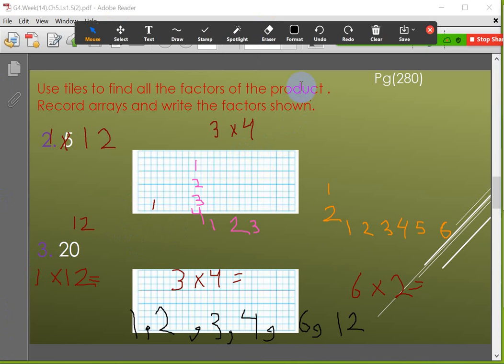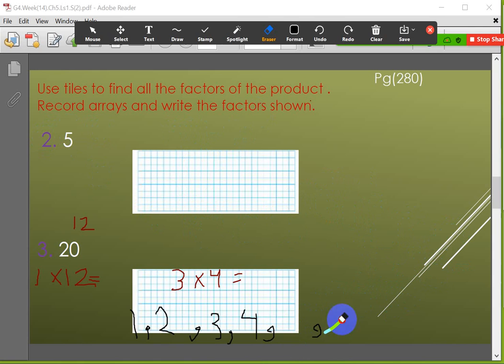Why does the factor have to do with the models? Because he asked me to do it by a model. So when I ask you in the question, you have to draw a model. That means you have to use the model to find the factor. If I didn't ask you, you can use the multiplication. Okay, write your question, please.